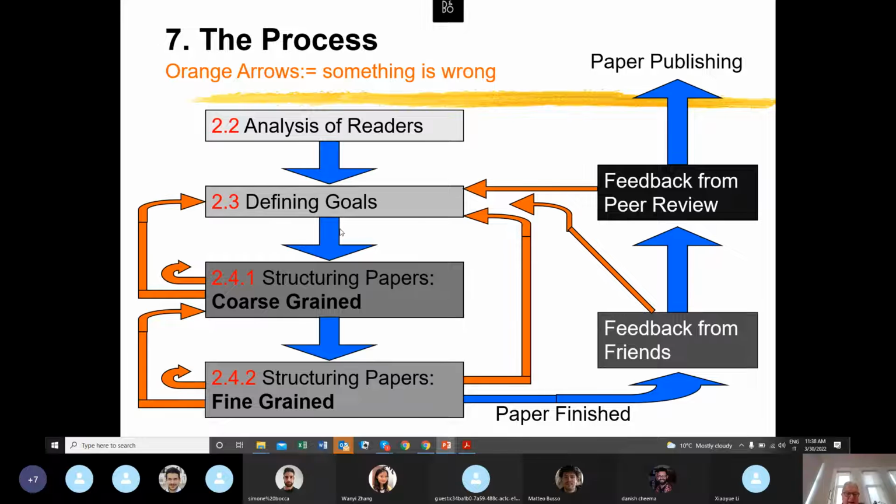And once you've done the analysis of the readers, then you have to define goals. Defining goals means one paper, one message. I already gave this. And this again depends strongly on the readers. And then you do the structuring of the paper, the coarse-grained. But you see here there is a loop. Coarse-grained, as I said in the past, and I'm going to go through the example now, is going to be pretty much the index plus something more that I'm going to give. And you keep iterating. Usually the coarse-grained structure is actually kind of easy. It is usually what I tell you what to do.